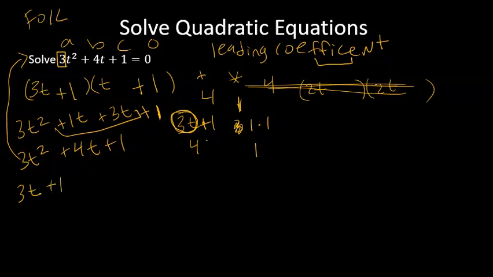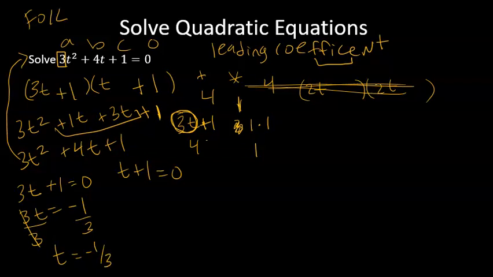Now I'm going to take it and set it equal to 0. Now I have to isolate t. This is why this is a good question. I have to isolate it entirely. How do I do that? Well, I'm going to get 3t equals negative 1. But there's that 3 there. I've got to get rid of that too. So t equals negative 1 over 3, and then the other factor gives me t equals negative 1. Right? Those are my 2 solutions that I have.